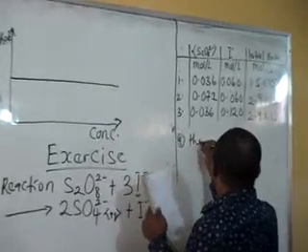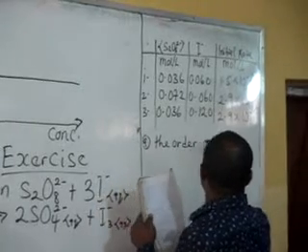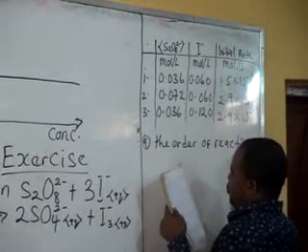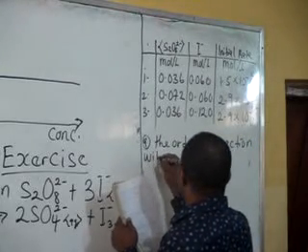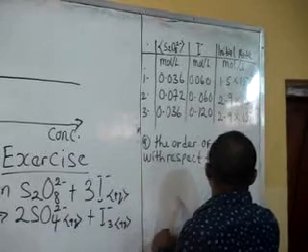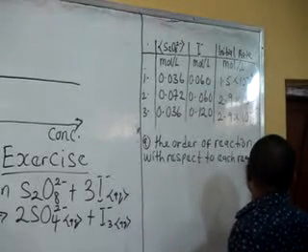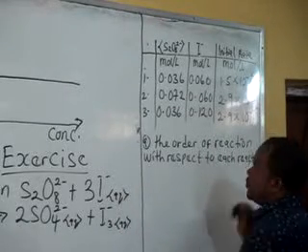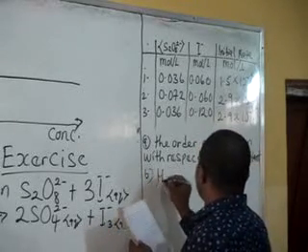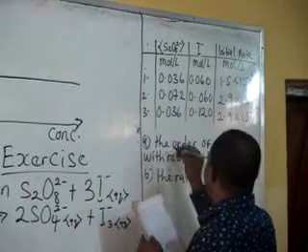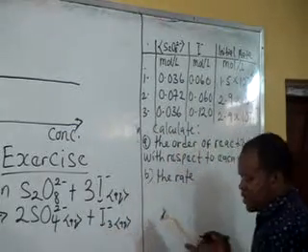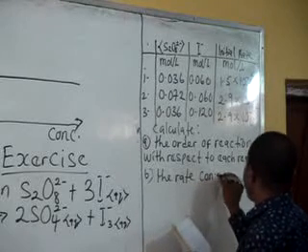One, the order of reaction with respect to each reactant. Then B, we will calculate the rate constant K.